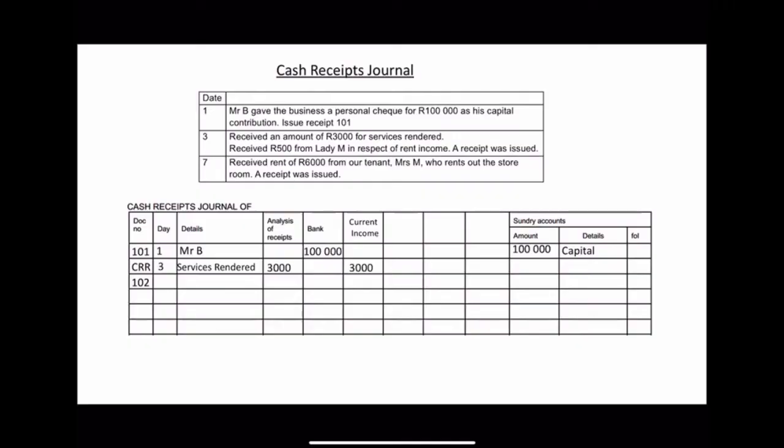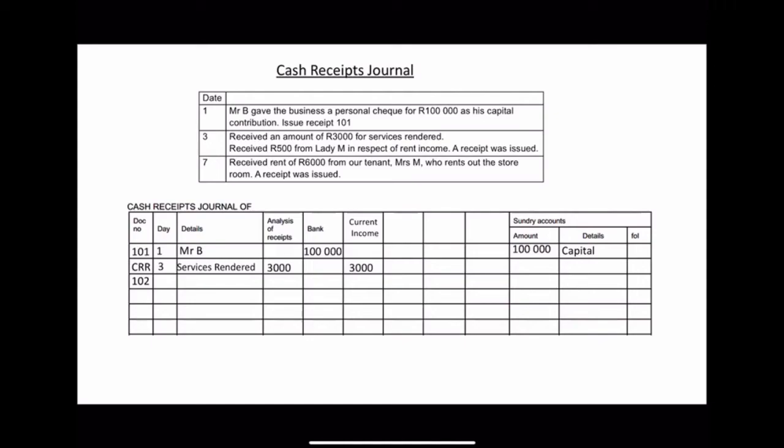Okay, so they don't always have to give you the receipt number. They can just give you one of them right in the beginning of the question, and you need to ensure that it will flow. If all your document numbers flow in numerical order, your teacher will normally give you a mark. You will lose a mark if it doesn't. Okay, the day you don't have to fill in again, because we know it's still on the 3rd, so you can leave it out or you can fill it in depending on what you choose.